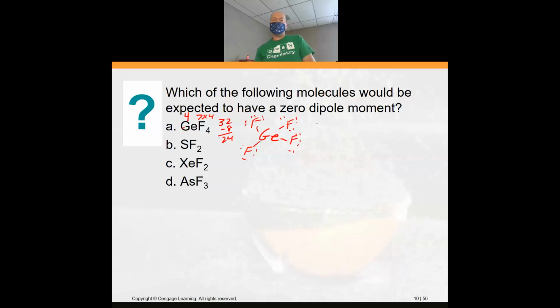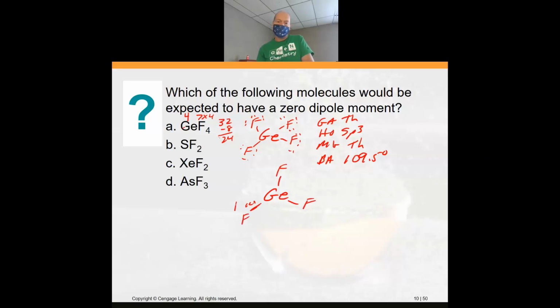All right, and so our geometric arrangement is tetrahedral. Our hybrid orbital is sp3. For our four directions, you need four orbitals. Molecular geometry is exactly the same because there are no lone pairs on Ge, so that's tetrahedral. And then the bond angle for tetrahedral is 109.5 degrees. Now we have to do the dipole moment. So we have to draw it in three dimensions. So we have to draw a tetrahedral. Put in the F, the F, the F, and the F.